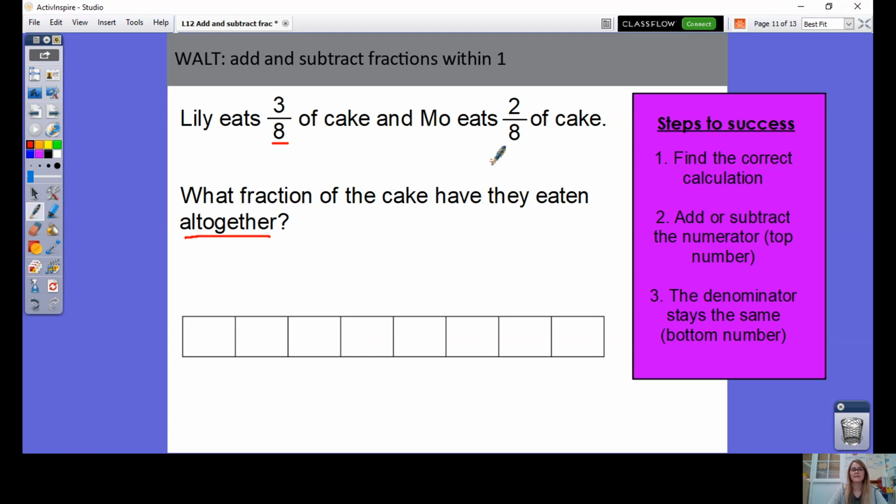So I know that I'm going to need to add them together to find the total. So I've got 3/8 and 2/8. So that is going to be my calculation. So 3/8 plus 2/8.